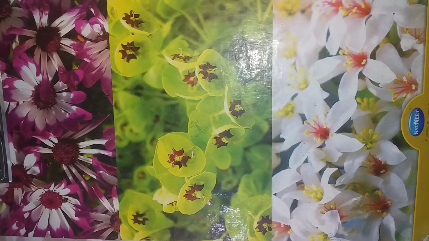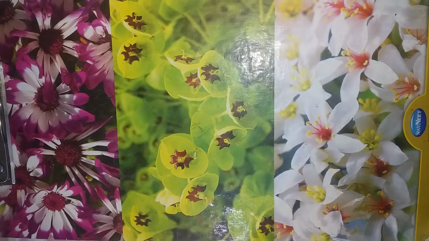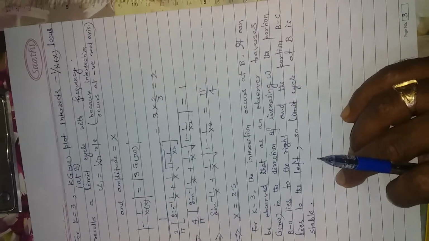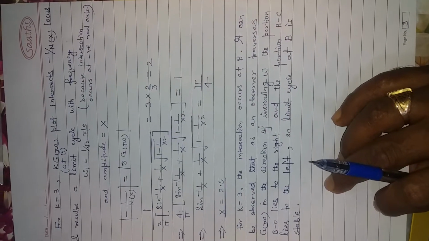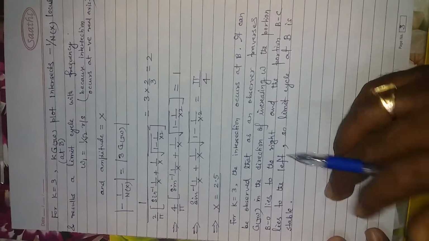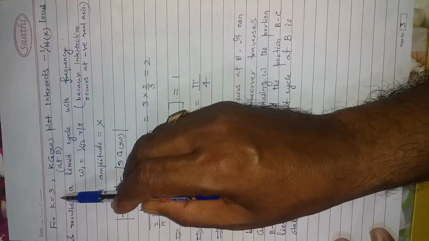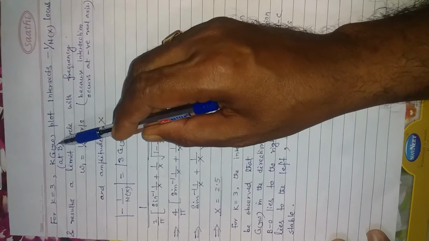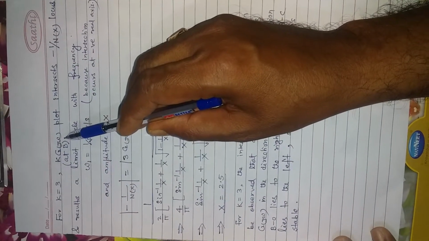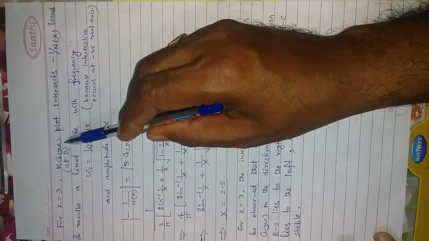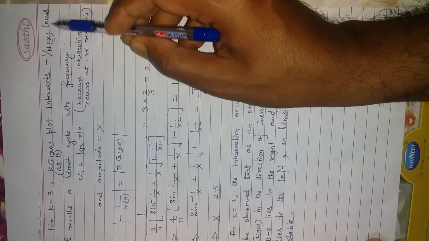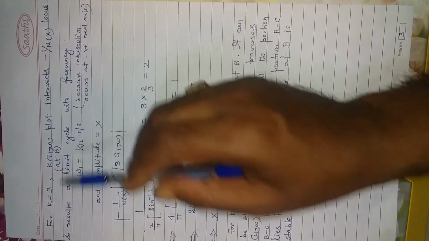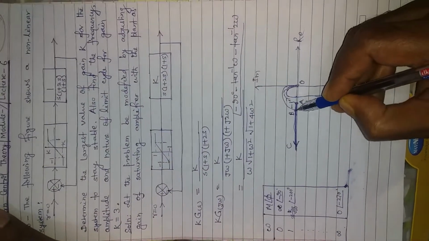Now the next part of the problem is we have to determine the frequency, amplitude and nature of limit cycle for k equal to 3. So we have set k equal to 3. Now we again talk about the intersection of the kG(j omega) plot and the minus 1 by N(X) plot, and they are going to intersect, as we can see, at point B.